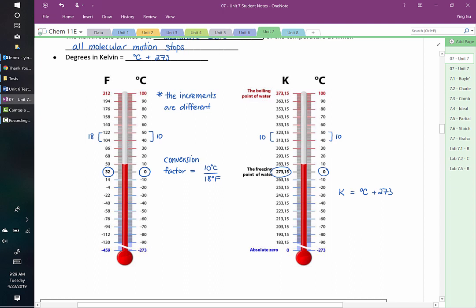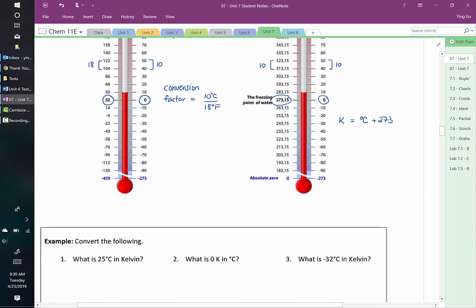a degree change in Celsius. So if you went from 0 degrees to 1 degree in a Celsius scale, that would feel the same as if we went from 273 to 274 in Kelvin, okay? Because a 1 incremental change is the same, whereas in Fahrenheit, a 1 degree change in Celsius does not feel the same as a 1 degree change in Fahrenheit.